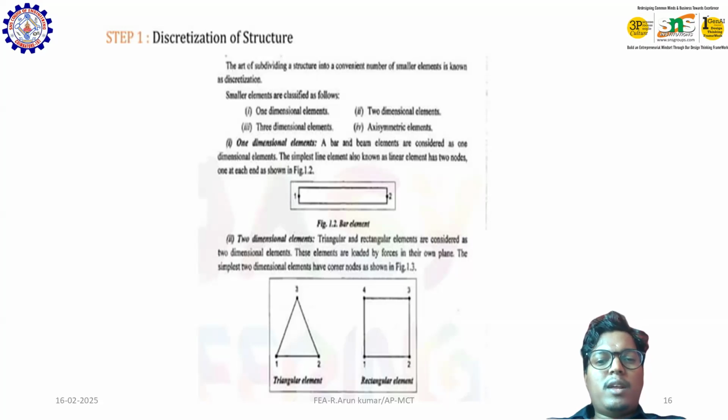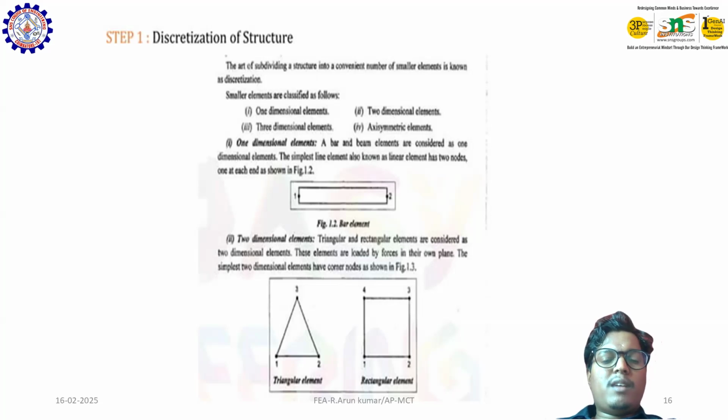Also, the smaller elements we classify into four types: one-dimensional elements, two-dimensional elements, three-dimensional elements, and axisymmetric elements. One-dimensional elements deal with only one axis, two-dimensional elements deal with the x-axis and y-axis, and three-dimensional elements consider three axes, x, y, z. The fourth type considers the axis of revolution, the revolution of the element, and we call it the axisymmetric element.